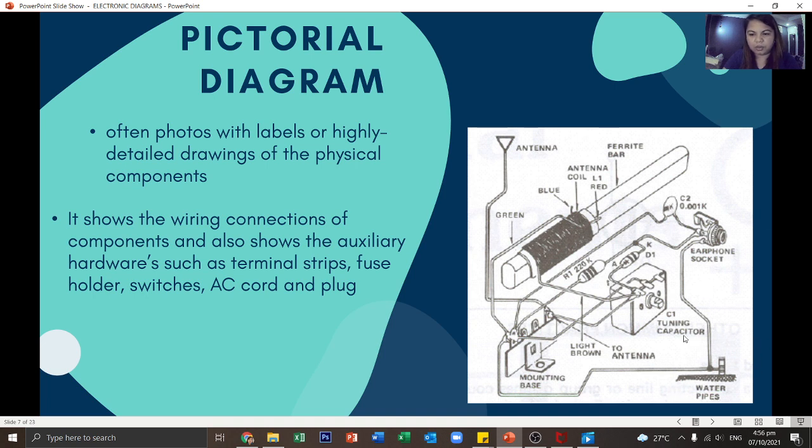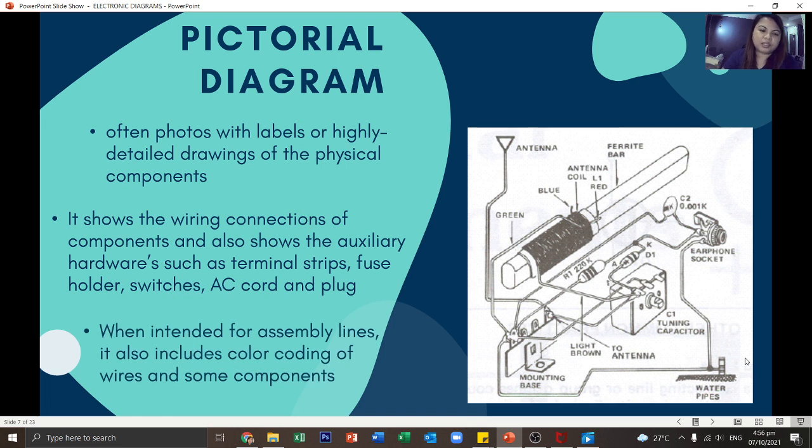Here, it even included the water pipes. And when intended for assembly lines, it includes color coding of wires and some components like the resistor or the antenna. You can see there's color indicated like the blue and green, red, like that.